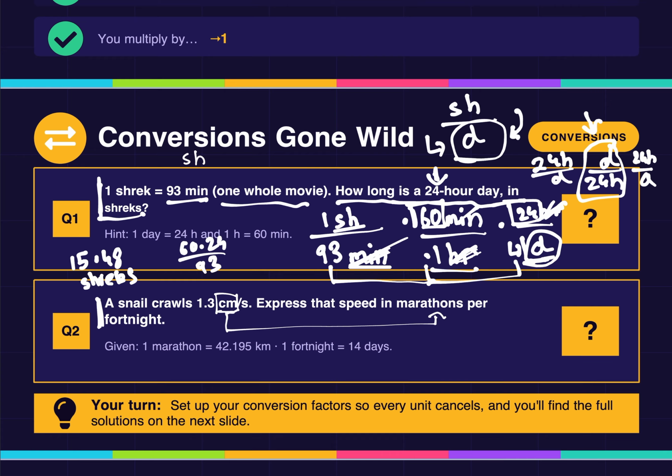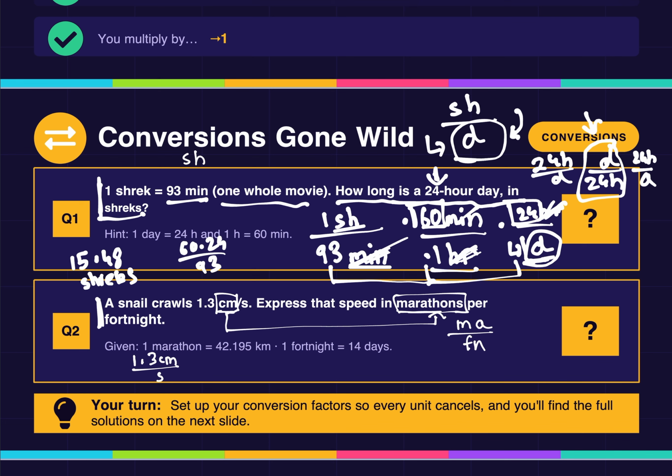Okay. First, I write down my relationship. Always the same step. 1.3 centimeters per second. Now, think of what you want it to be. Marathons per fortnight. I'm going to define a marathon as MA and a fortnight as FN.